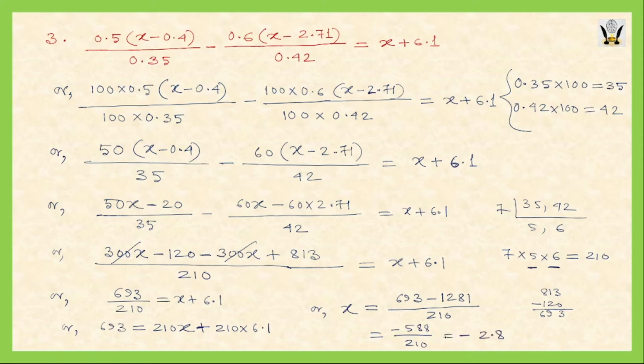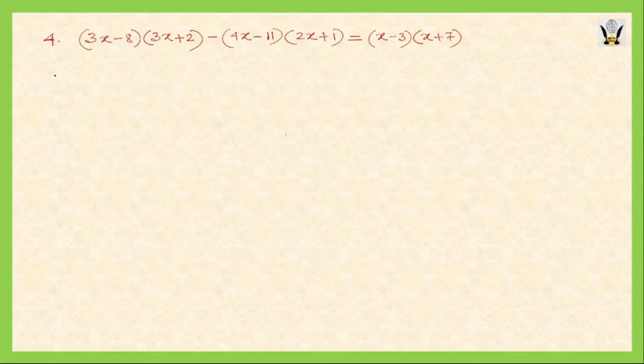So this is the final value of x for which this linear equation will be satisfied. Next we will solve this linear equation. So first we have to find the algebraic expression from these two factors. So it will be 3x multiplied by 3x, so it will be 9x square, then it will be 6x, then it will be 3 8s are 24, so minus 24x as we have minus sign here, and then minus 16.